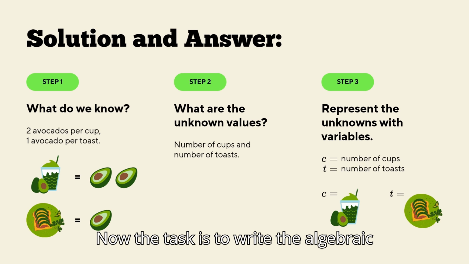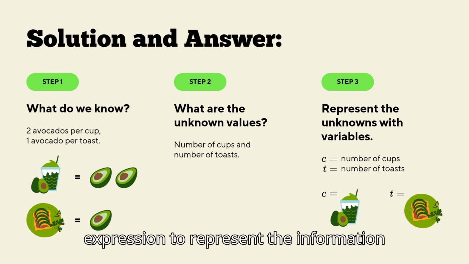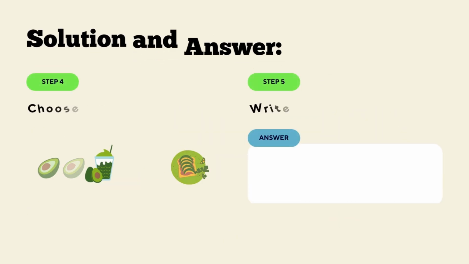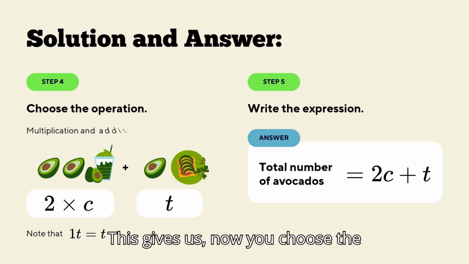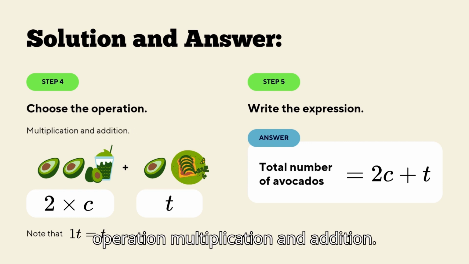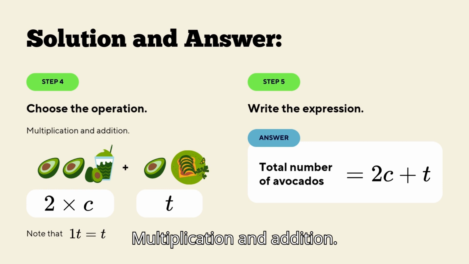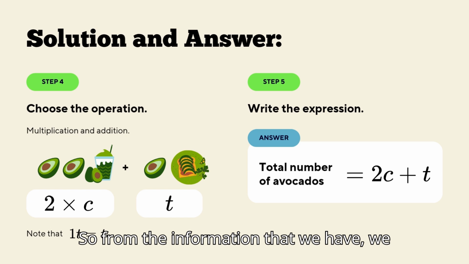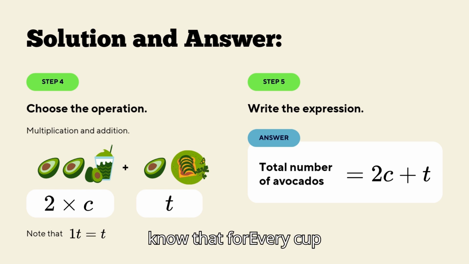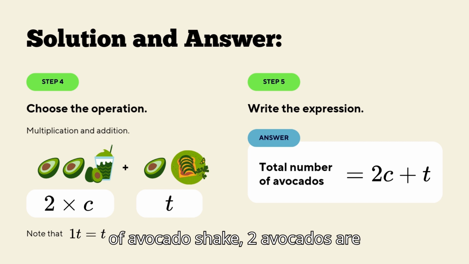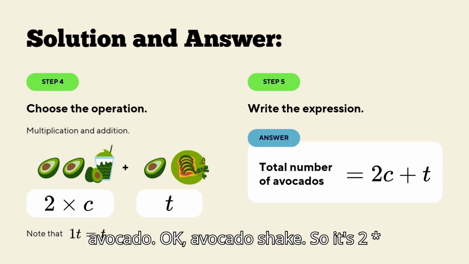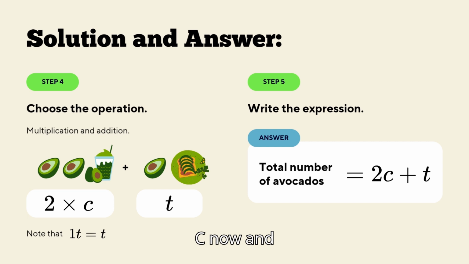Now the task is to write the algebraic expression to represent the information we have. This gives us, now you choose the operations, multiplication and addition. From the information that we have, we know that for every cup of avocado shake, 2 avocados are needed. That means we need 2 times the number of cups. So it's 2 times C.